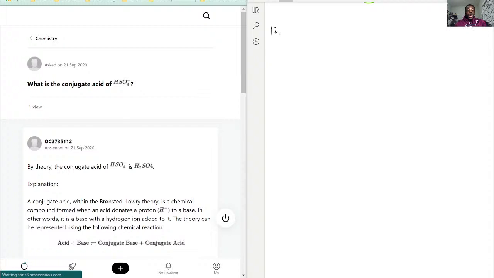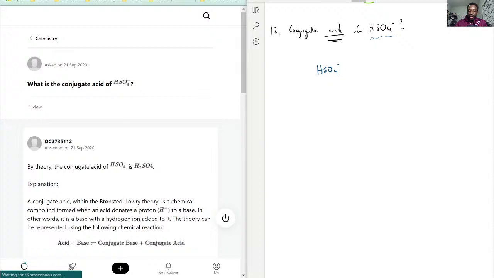What is the conjugate acid of HSO4 minus? If we want to find out the conjugate acid, we have to assume that it's reacting, and that this will be the base. So we have this base here. If we want a base, we want to be able to make it react with water.